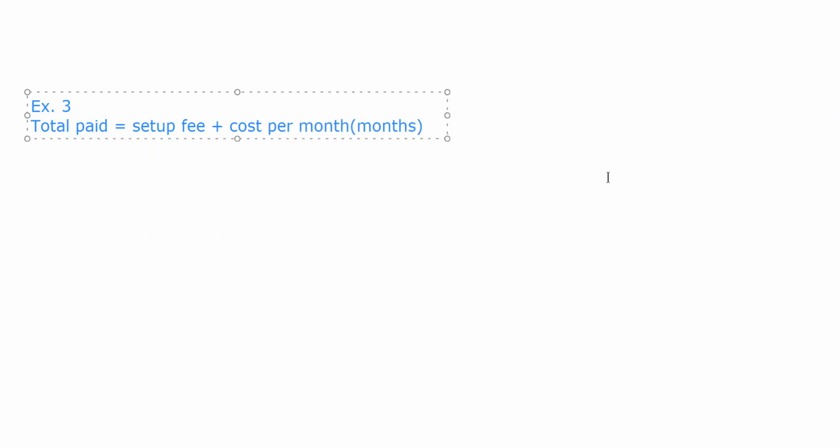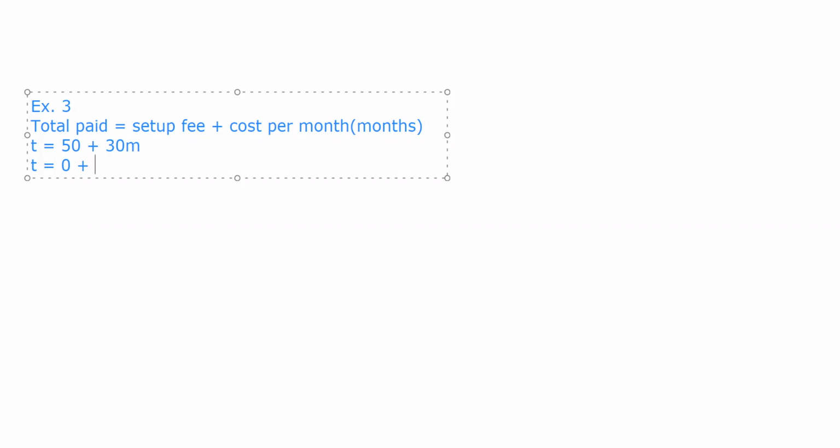Okay, so we can replace the total paid: for the first one, and for the second one it is going to be the variable T. We don't know the total paid, okay? Equal to the setup fee. The first one has 50 and the other one is 0, plus, for the first one the cost per month is 30 multiplied by the time in months. We don't know the number of months, so we use the variable M.